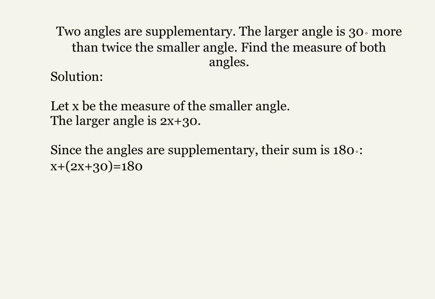This example here, two angles are supplementary. The larger angle is 30 degrees more than twice the smaller. So those are important. You're talking about supplementary angles, and they've given us some information about the larger angle. Find the measure of both. So first of all, let's talk about that larger and smaller angle. We're going to assign a value to that smaller angle. They referred back to it, so we want to give it an X. Now, the larger angle is 30 more than twice the smaller. So this is why we set it up twice the smaller plus that 30.